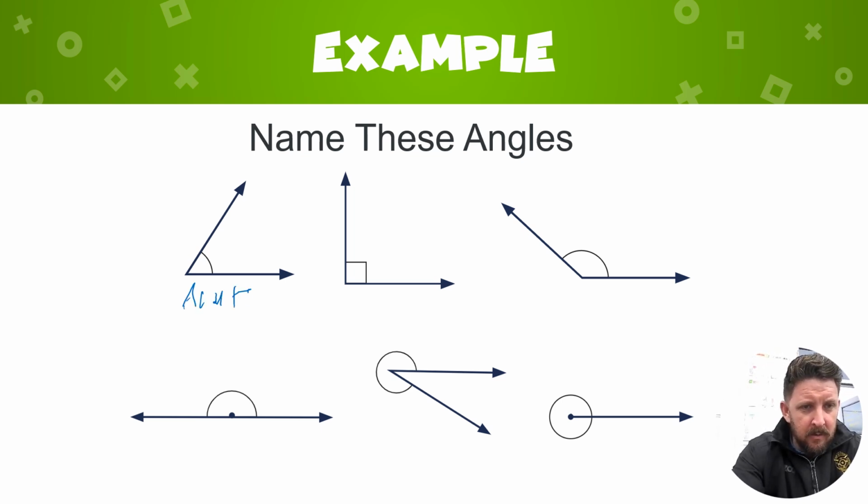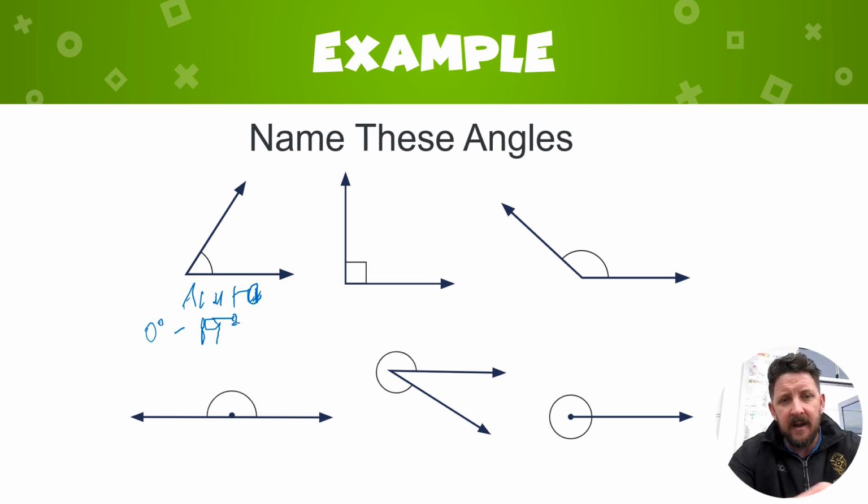Now, an acute angle must be more than 0 degrees, but no more than 89 degrees. Because when we get higher than 89 degrees, you'll notice a 90-degree angle. Oh, there we go. A 90-degree angle is our next one.